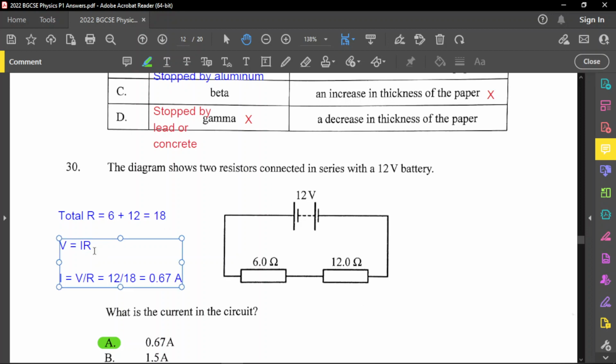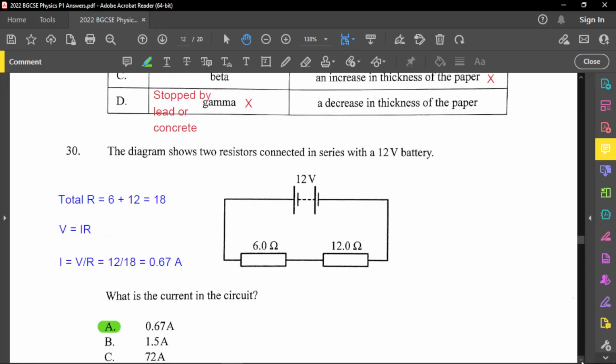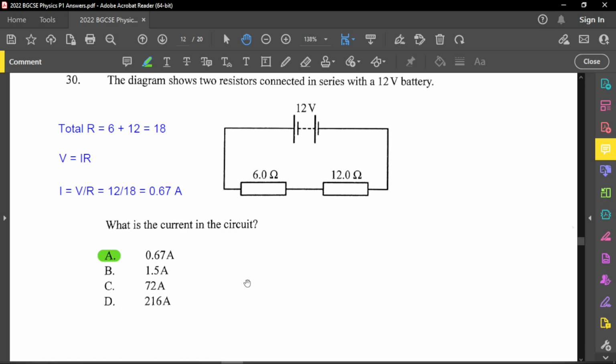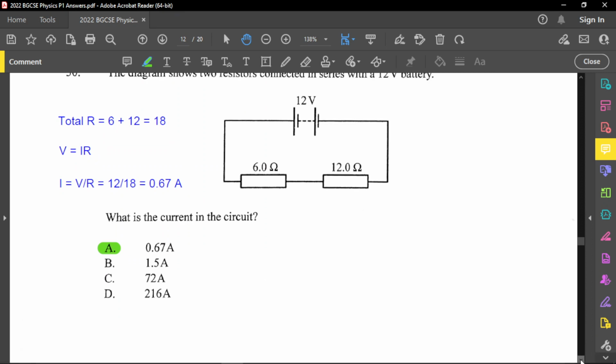Now, the formula is V equals IR, where V is the voltage, or potential difference, or EMF, I is the current, and R is the resistance. Therefore, to find the current, I equals V over R. V, which is 12 volts, divided by the resistance, which is 18, gives 0.67. So the current in this circuit is 0.67 amperes. Option A is the correct answer.